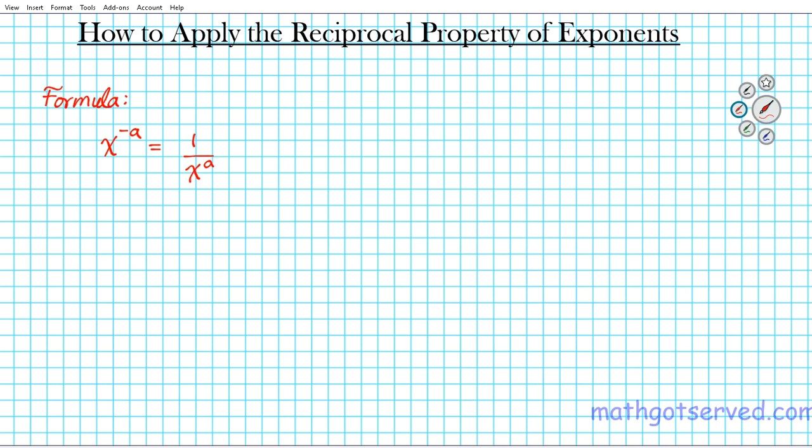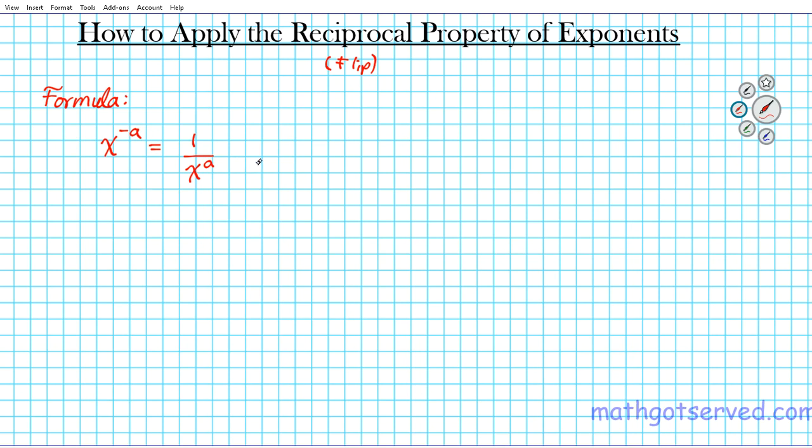Another way to think about the reciprocal property is the flip property of exponents. What does that mean? If a term with a negative exponent is in the numerator, it gets flipped to the denominator. And if a term with a negative exponent is in the denominator, it gets flipped to the numerator.